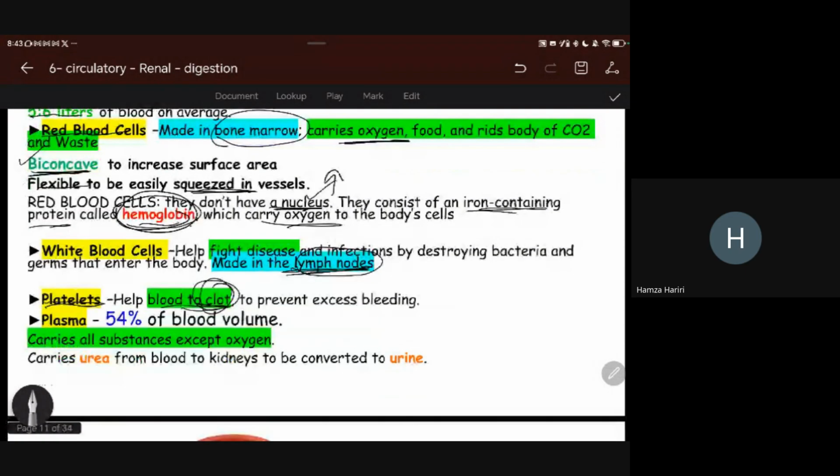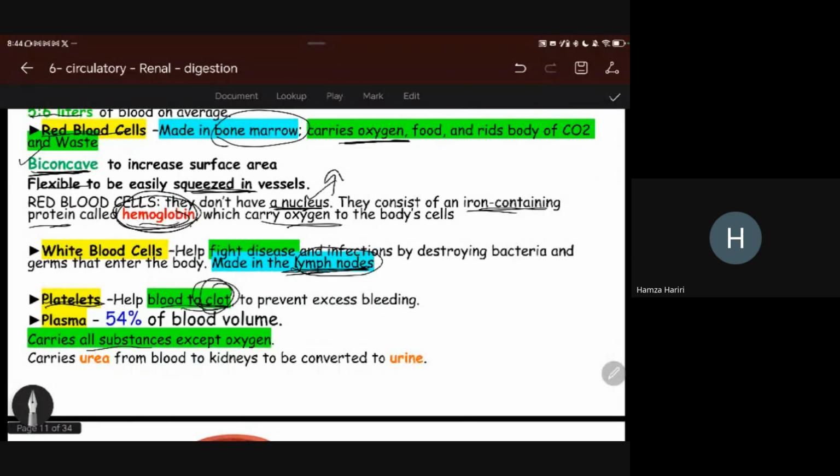Next, we have the plasma, which is 54% of the blood volume. It's almost half of the blood. What's the function of the plasma? It carries substances from the cells. For example, it carries the urea, the nutrients, the salts, everything. It even carries the hormones to travel, and so on.